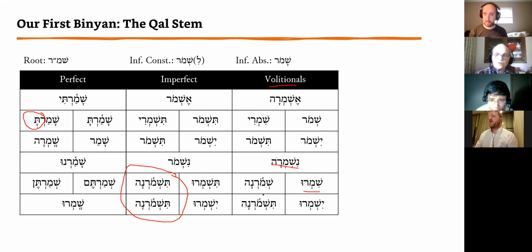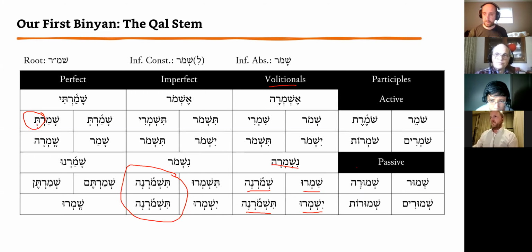Shimru, also imperative, keep, speaking to a group of men. Shmorna, keep, to a group of women. Yishmeru, let them keep. And Tishmorna, let them keep, for feminine. Okay. Finally, over here we have the participles. We have active and passive in the kal. So shomer, shomeret, shomrim, shomrot. And then we have the passive shamur, which are used as adjectives.